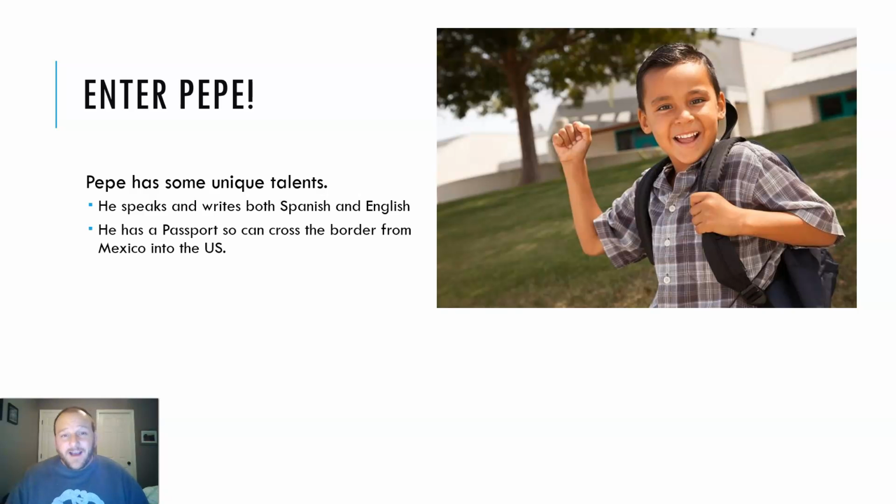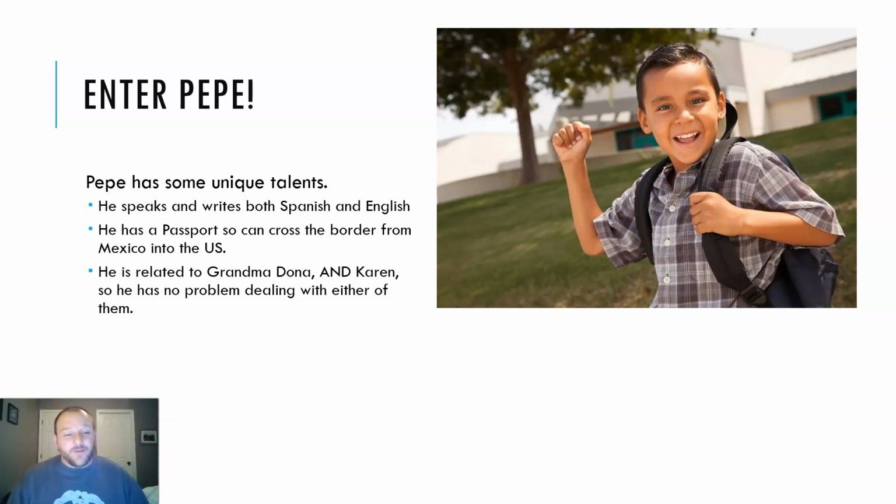We need Pepe. Pepe is an amazing help in this process of getting the recipe from Grandma Doña Angelina to Karen. Pepe has some amazing skills that make him perfectly suited to this. To begin with, he speaks and writes both Spanish and English. Check, that's going to help because he can talk with Grandma Angelina and read her recipe, and he can also talk to Karen. He has a passport, so he can freely move across that border. Grandma Doña Angelina is just going to stay in Mexico. She doesn't want to go into the U.S., and Karen's not going into Mexico, so Pepe is our hero here. He can move across the borders. And importantly, he's related to both Grandma Doña Angelina and Karen, so he has no problem dealing with either of them. He's the one who's going to get things done.